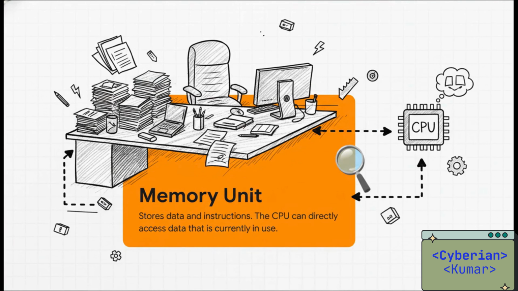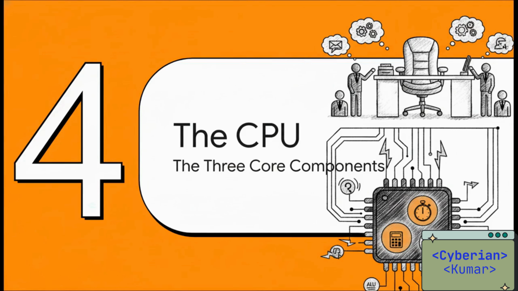But even the most brilliant boss can't just work in an empty room, right? They need a desk, a workspace to spread out all the papers and tools they're using right now. And that's exactly what the memory unit is. It's the active workspace where all the current data and instructions are kept so the CPU can grab them in a split second.